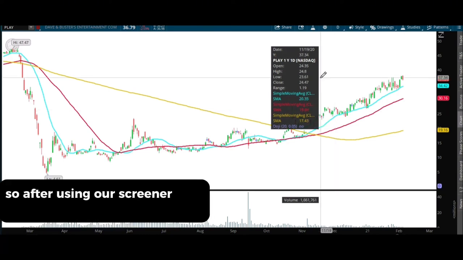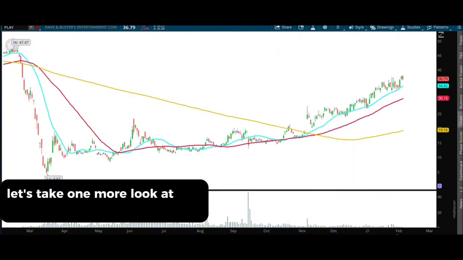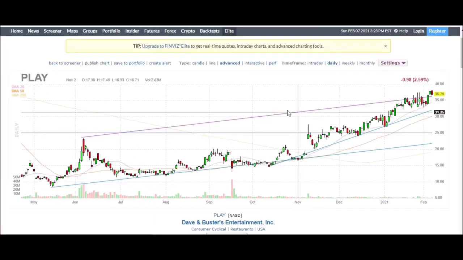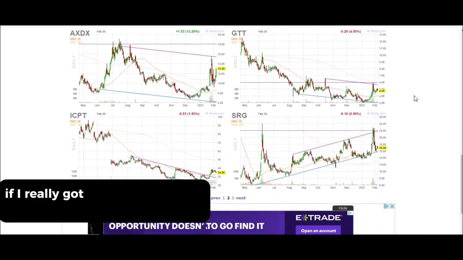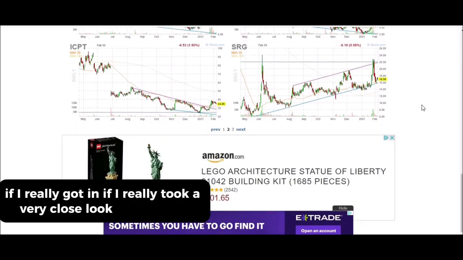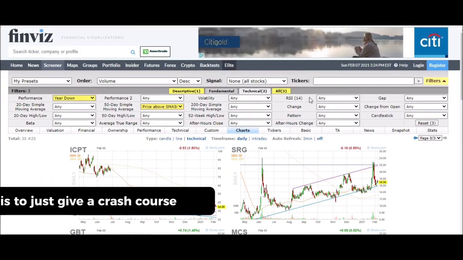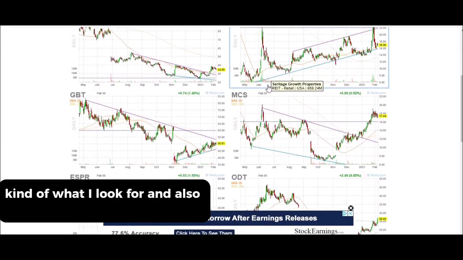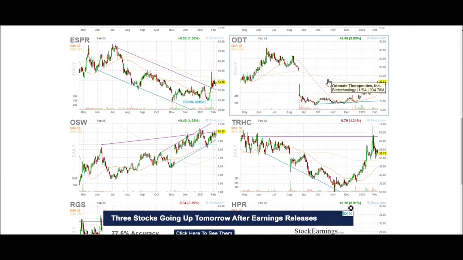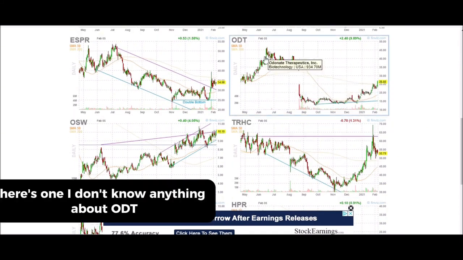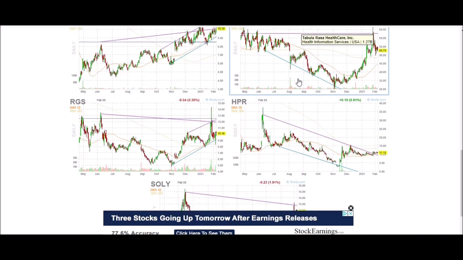So after using our screener in Finviz, I think we have a couple good short squeeze opportunities here. Let's take one more look at our scan and just see if there's anything else that we notice. Okay, so looking back here, there's definitely good opportunities all over the board if I really took a very close look at each one. But the point of this is to just give a crash course, kind of what I look for, and also see if we can eye things. A lot of this, as I've mentioned in previous videos, is very visual. Here's one. I don't know anything about ODT, but that looks very strong. We should definitely take a look at that one. Let's see the rest of these.